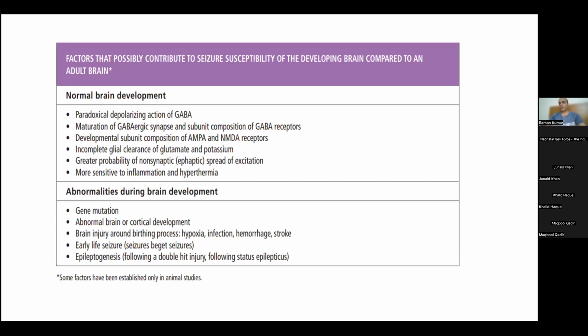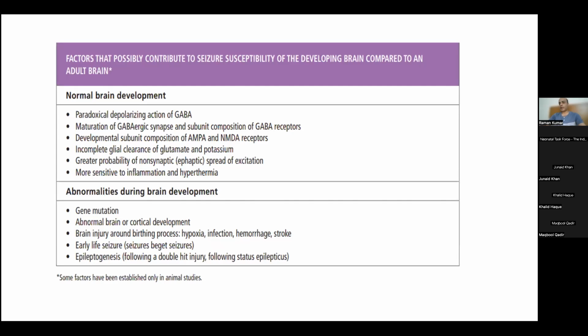So it is the depolarization that causes the seizure. If we talk about the AMPA and NMDA receptors, these are excitatory receptors. They have a subunit composition in the neonatal period which allows more calcium to move in along with the sodium. So a lot of positive ions go into the cell, which causes a lot of excitation in the brain.